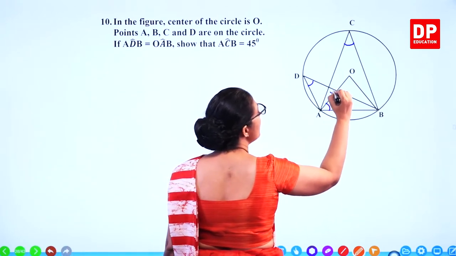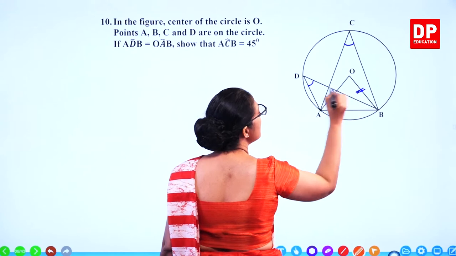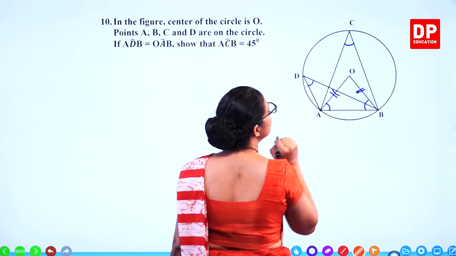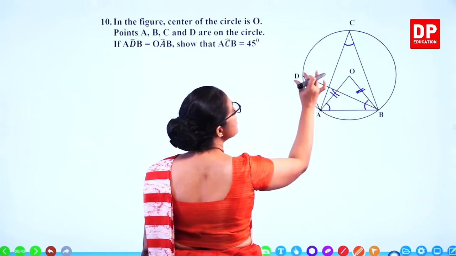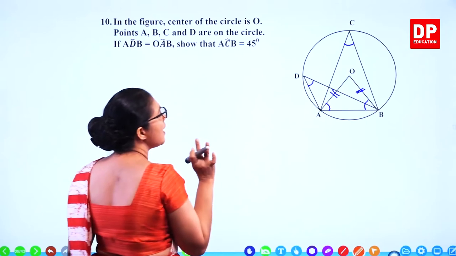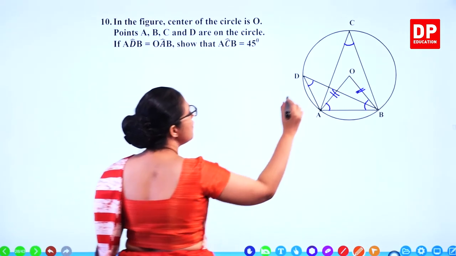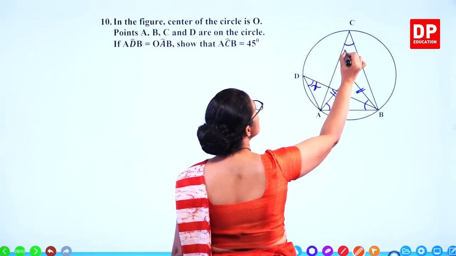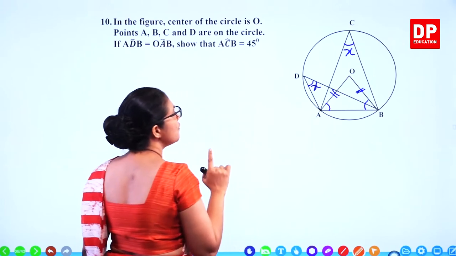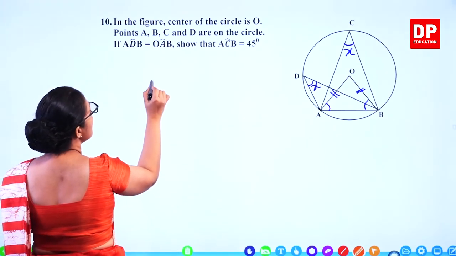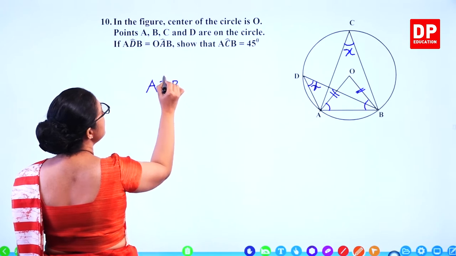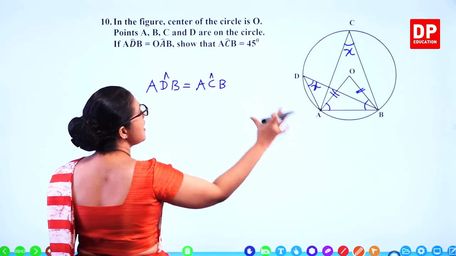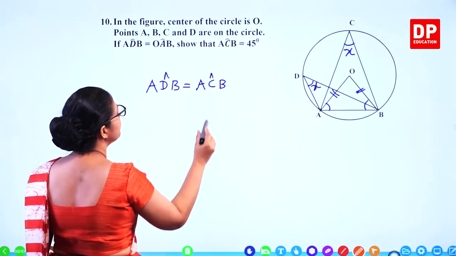Now here we know OA and OB are radii. So this angle is equal to this angle. This angle and this angle same. So we can find out easily. So here we'll put X for this. If this is X, this is also X. So we'll first write down: angle ADB is same as angle ACB. Same segment angles are equal.